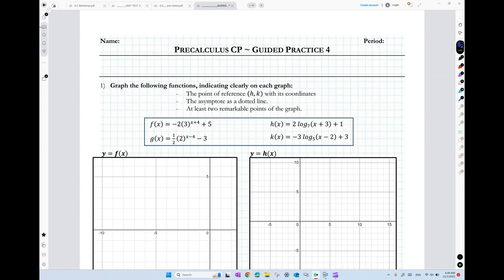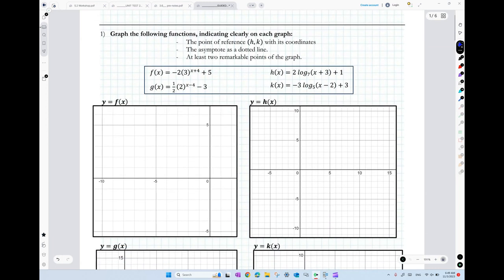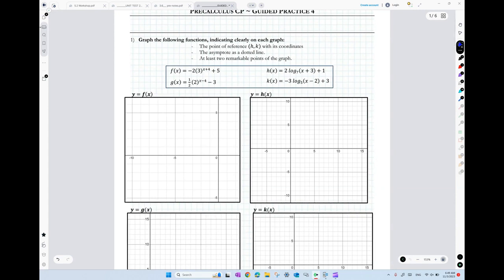Let's review for this unit test 4. Question number 1 of the guided practice for exponential and logarithmic functions. So let me first graph those functions without the calculator.